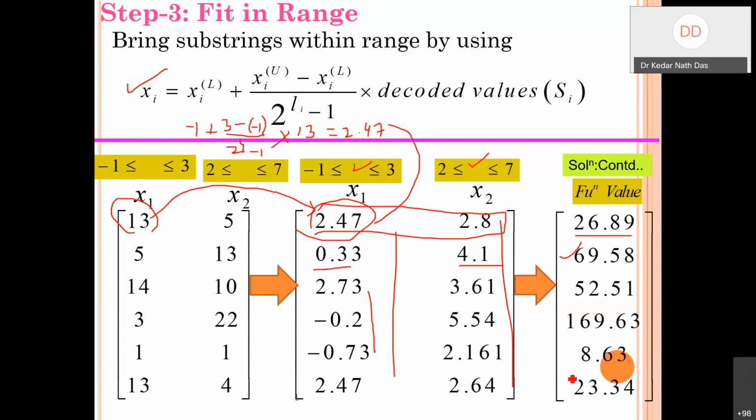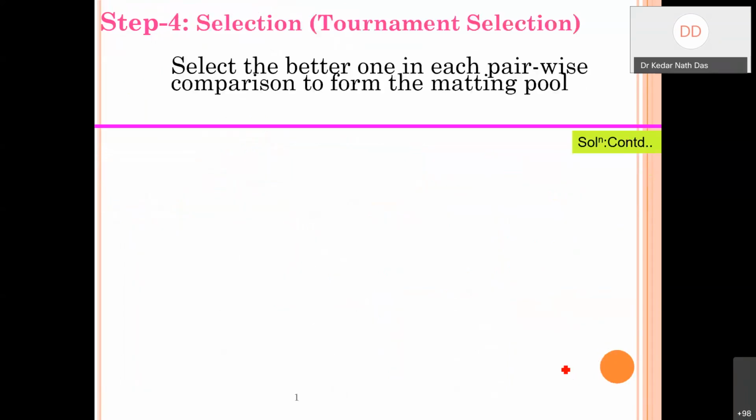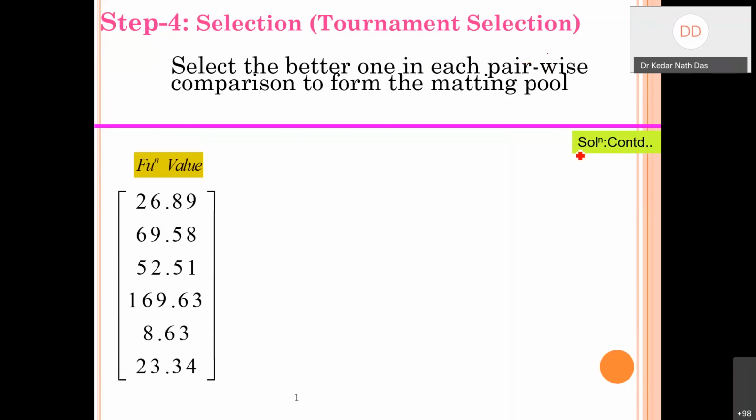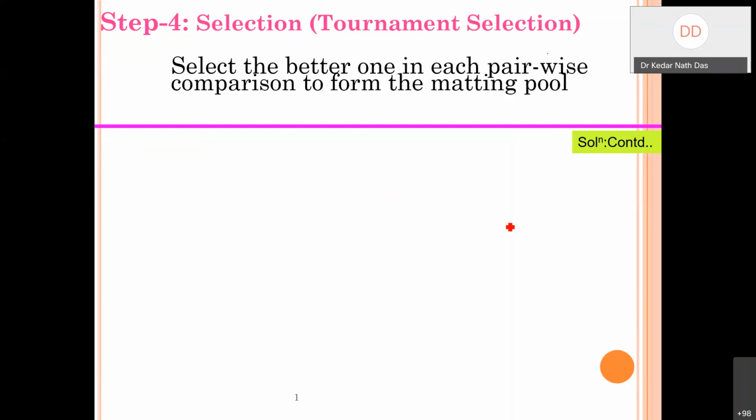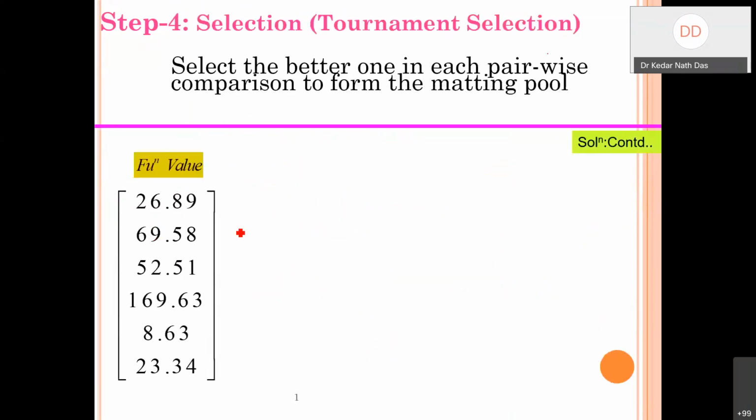So after calculating this, there is a process called selection. Of course, I am going to teach you here the selection which is called tournament selection. In the tournament selection, I have to take the function value only. This is the matrix I have considered in the next slide. So the first one will be compared with the second one. The best one will be copied. The best one, in the sense of minimization, means 26.89 is the best function value, because the function is a minimization problem. So 26.89 will be picked.